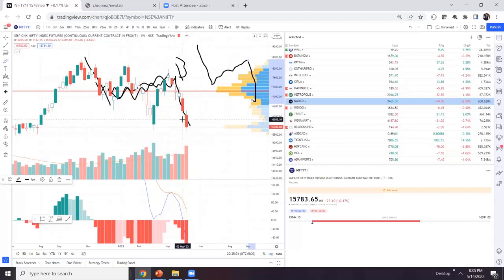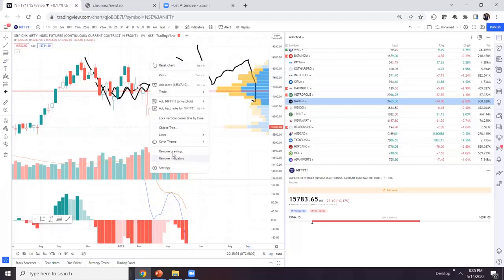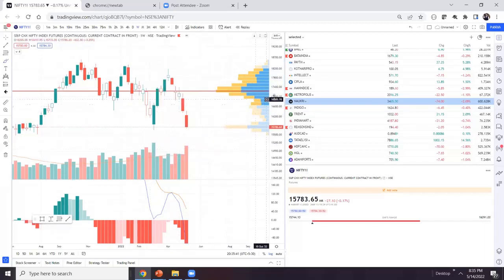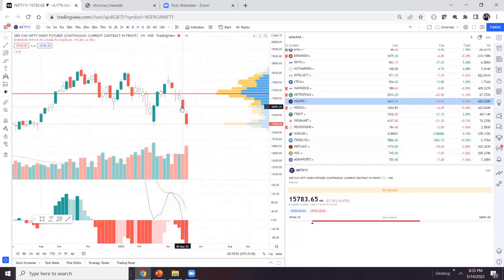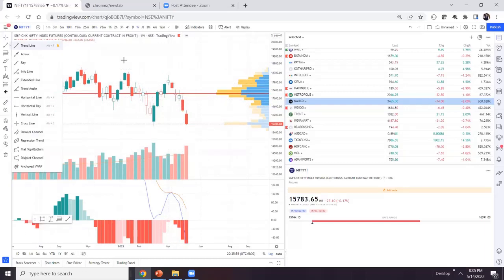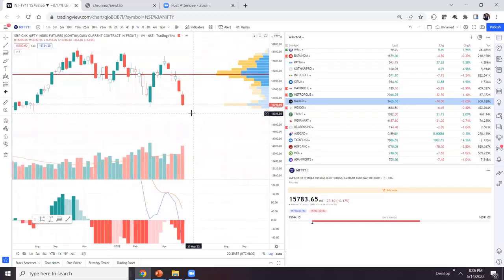Sir, now a C wave will also have ABC correction like that? No, C is an impulsive wave. An impulsive wave can have 3, can have 5 also. So C can have 5 also. But that doesn't mean that we have to now find 5 waves in this.